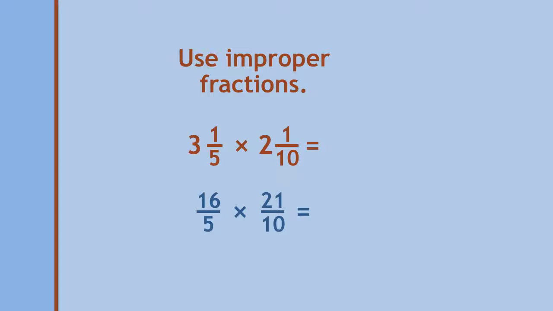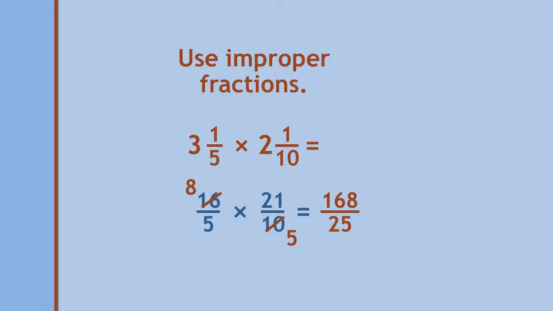Okay, excellent job. So we start by converting these mixed numbers into improper fractions. 3 1/5 converts to 16/5, and 2 1/10 converts to 21/10. So now we look to see if we can do any cancellation. 5 and 21 are going to remain the same because they have no common factor. However, 16 and 10 do share a common factor of 2. So we're going to cancel. 2 goes into 16 8 times, and 2 goes into 10 5 times. So now we can multiply straight across. 8 times 21 is 168, and 5 times 5 is 25.